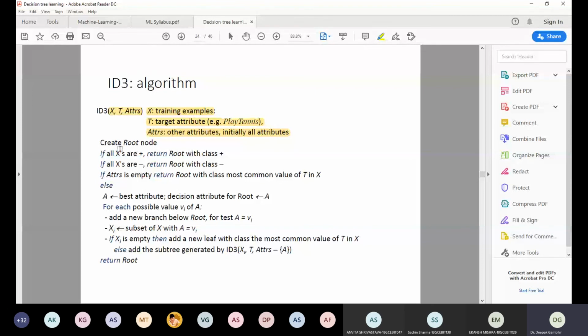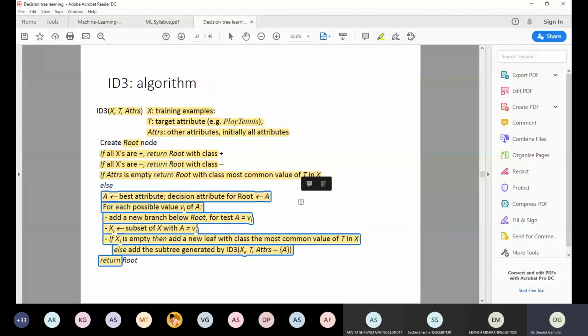First we create the root node. How are root nodes created? If all x are positive, then this is the root node with class positive. If all x are negative, then the root node is class negative. If the attribute is empty, then return root with the most common value of t in x. That is, we compute the information gain. If the information gain is high, then we will choose that. When the attribute is empty, it means all the attributes are over, we are not left with any. Otherwise we keep on moving in this loop.